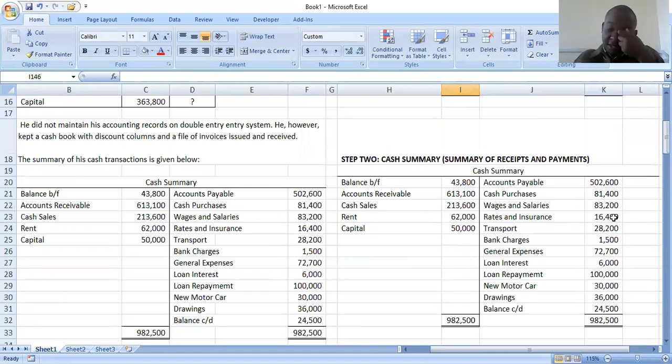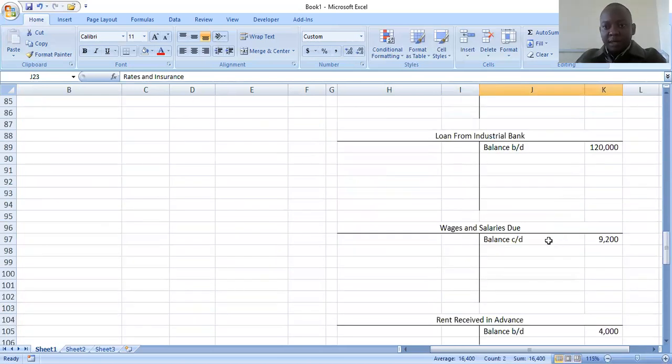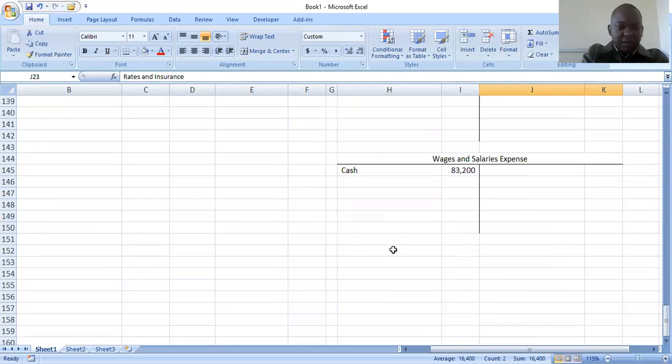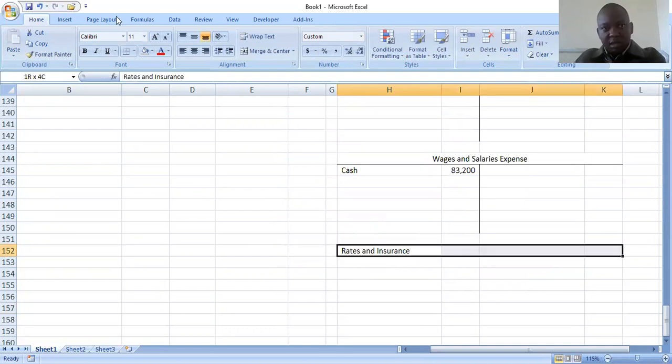The other item we have is rates and insurance. Cash has been credited here, so the corresponding debit should be made on rates and insurance, with the increase in rates and insurance. These are expenses that are increasing. Whenever expenses increase, they're supposed to be debited. So debit the rates and insurance expense account. So you open rates and insurance expense.